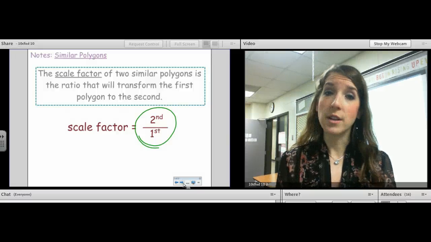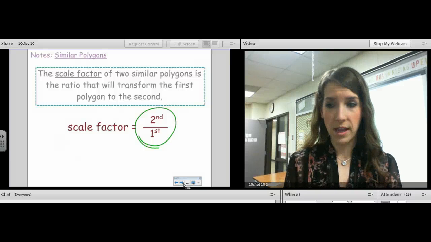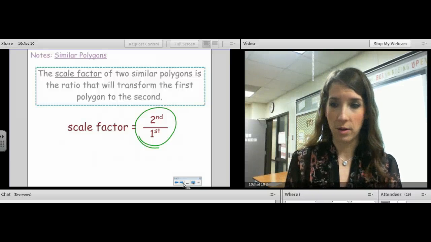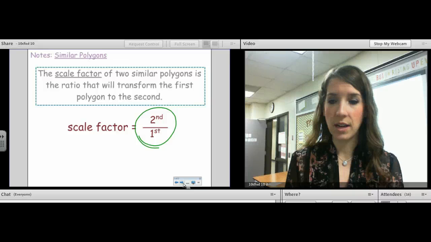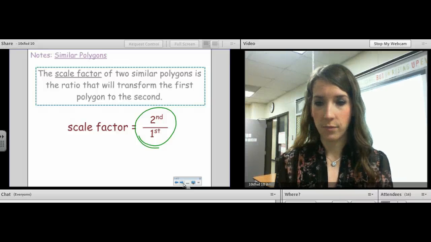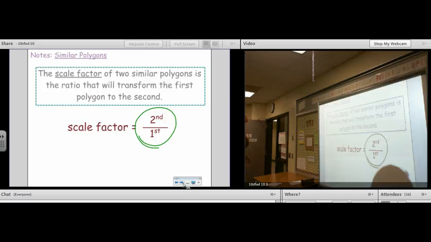If you do it backwards, you'll be writing down the reciprocal of the scale factor. So we want to be careful not to go backwards. We want to do second over first to get our true scale factor. Okay?